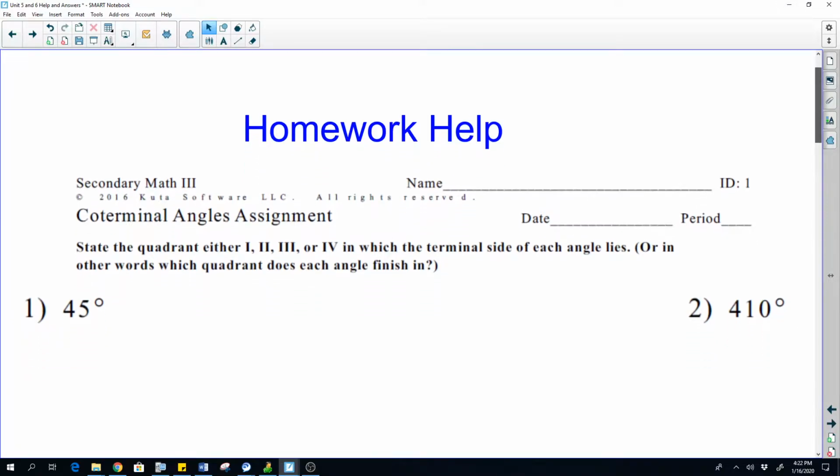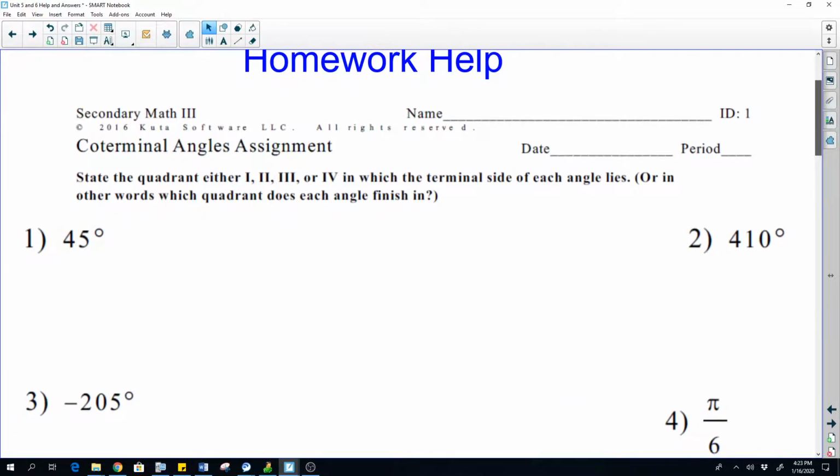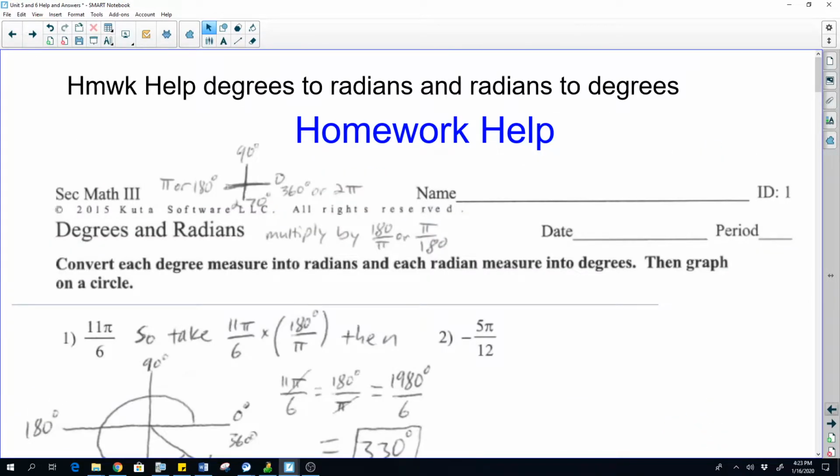Let's see. So we're doing coterminal angles assignment. This is after the degrees and radians.